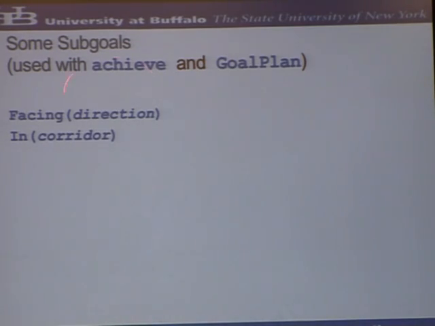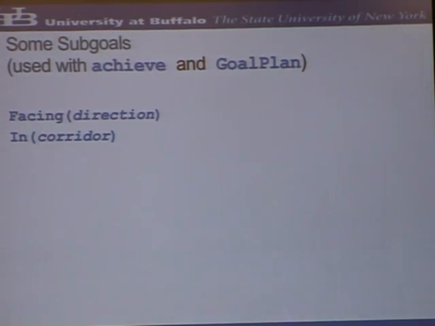So sub-goals that can be used with achieve and goal plan include facing some direction, so achieve facing north, achieve facing south, and in corridor, achieve that you are in the south corridor, which is a way to get to any of the rooms that are on the south corridor.